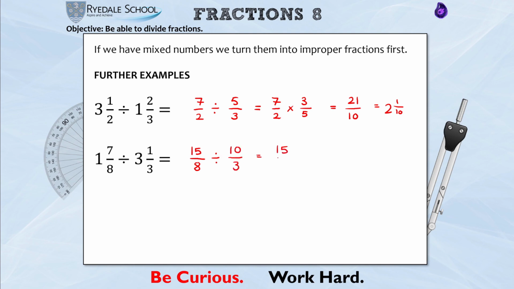Now let's find our equivalent calculation. We are going to multiply by the reciprocal of 10/3, which is 3/10. There is some simplifying that can be done on this one, 15 and 10, both in the 5 times table. So I can replace that with 3 and 2. And then multiply together, and I get 9/16.